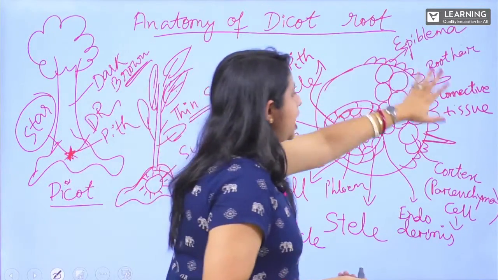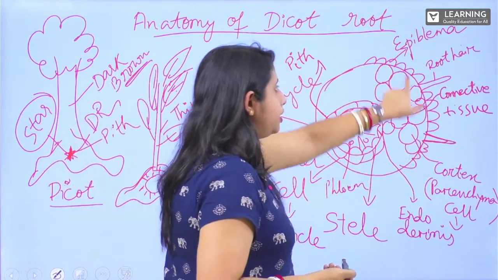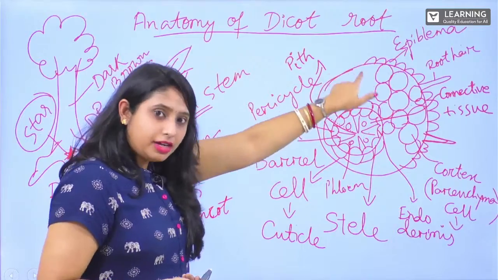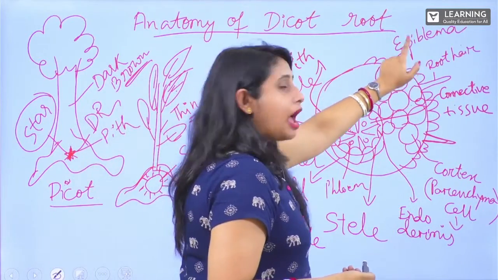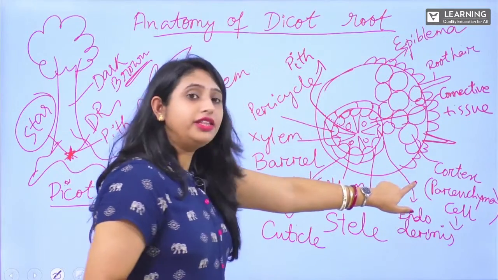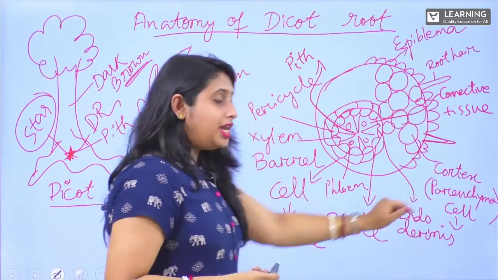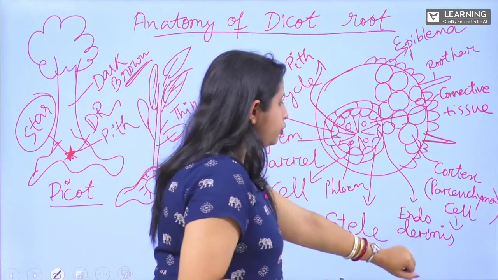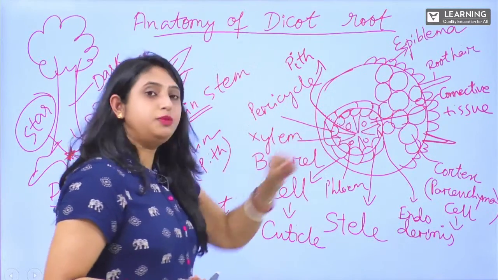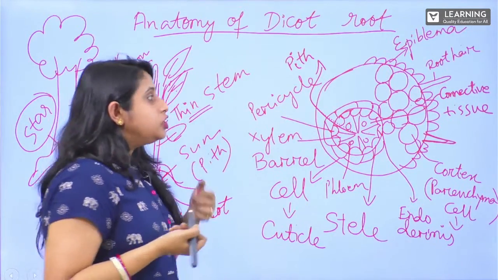Now as you can see, any part of the plant will be having an outer layer that is called epidermis. Here we call it epiblema. So next to the epiblema, we will find the cortex. Okay, so this cortex is made up of parenchyma cells, and they have got intercellular space in between them. Now what is the function of this intercellular space?